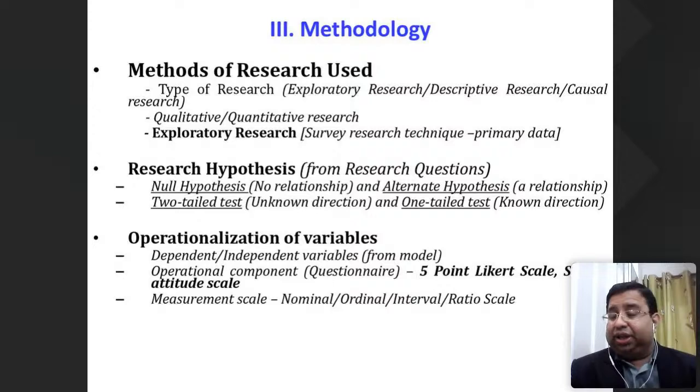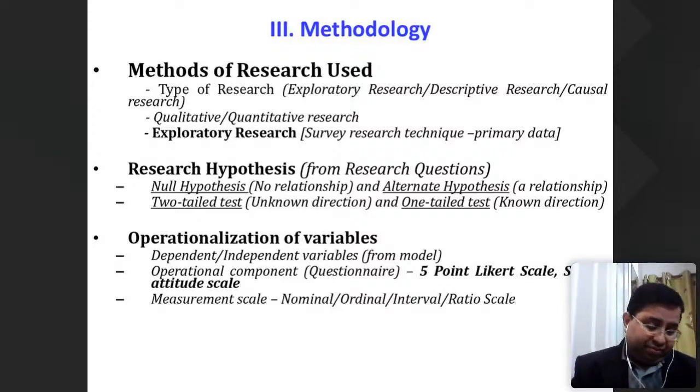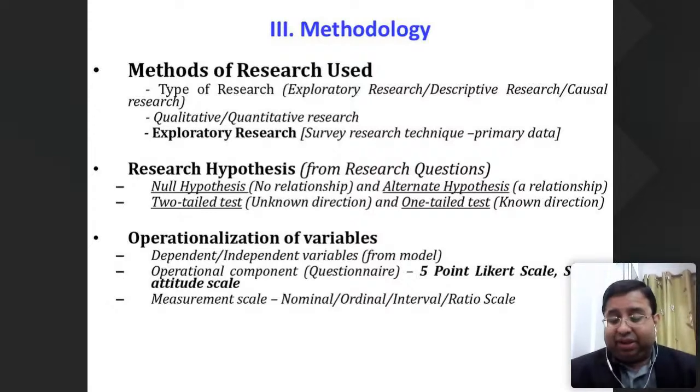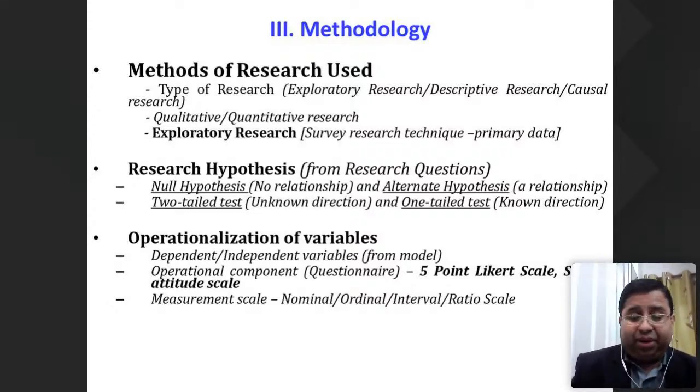You are using a questionnaire. What type of question are you using? A 5-point Likert scale, 7-point Likert scale, 9-point Likert scale, or a simple attitude scale. So you have to mention it. You are writing one conference paper, you have to mention how you design this operational component, and then the measurement scale: nominal, ordinal, interval, ratio, clearly mentioned. Those are some of the points I mentioned in the methodology part.